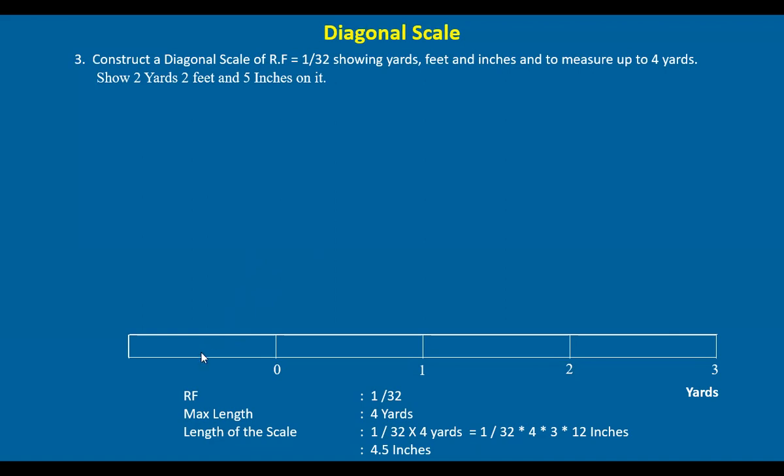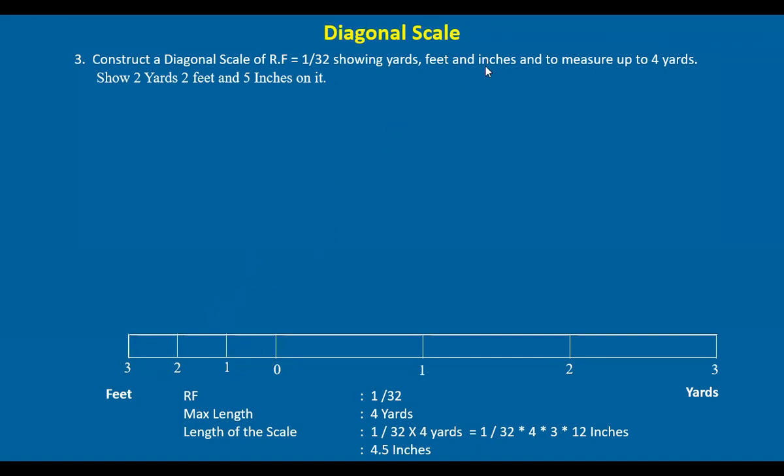So 1 yard is equal to 3 feet. Divide this 1 yard into 3 parts. Mark them 1, 2, 3. This is 1 foot, right? This distance is 1 foot here. Mark this distance, and these are feet, 3 feet.